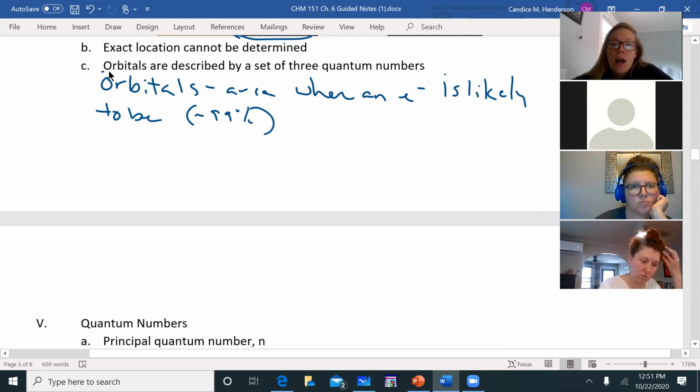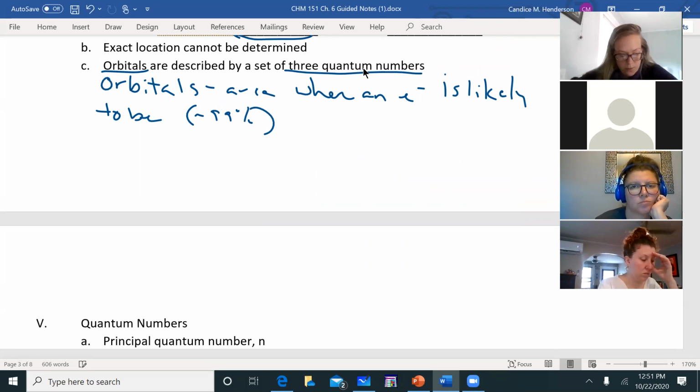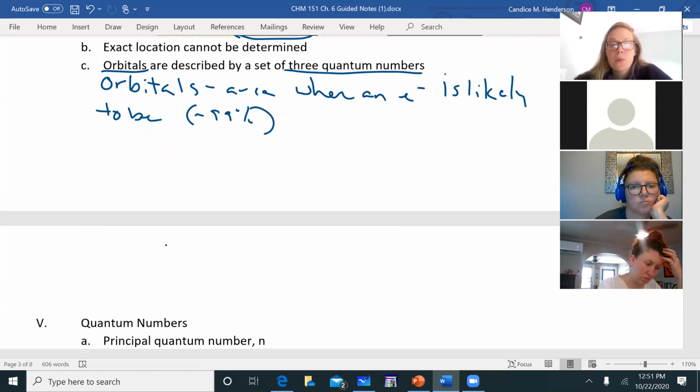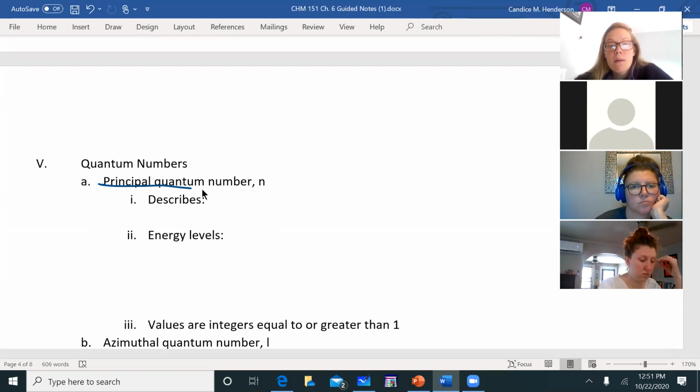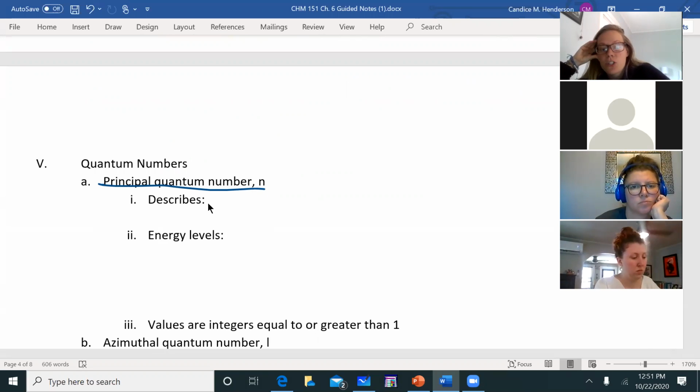Now, when I want to describe an orbital, I need to have 3 quantum numbers involved. There's the principal quantum number, there's the azimuthal quantum number, and then there is our magnetic quantum number. The principal quantum number, or n, is very similar to the n value from the Bohr model. This describes the energy level, and we can also think of it as the distance from the nucleus.